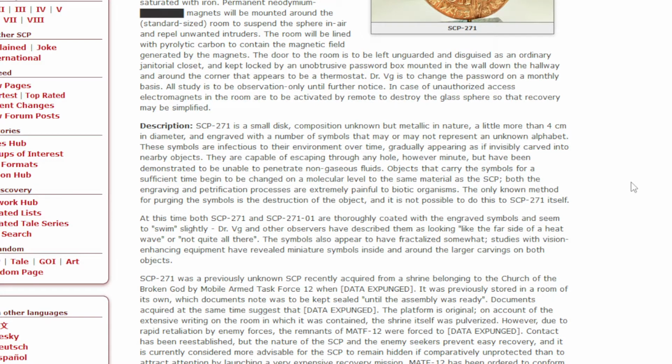At this time, both the thing and the pedestal are thoroughly coated in engraved symbols that seem to swim slightly. Dr. VG and other observers have described them as looking like the far side of a heat wave, or not quite there at all. Symbols appear to have fractalized somewhat. Studies in vision-enhancing equipment have revealed miniature symbols inside or around the larger carvings of both objects.